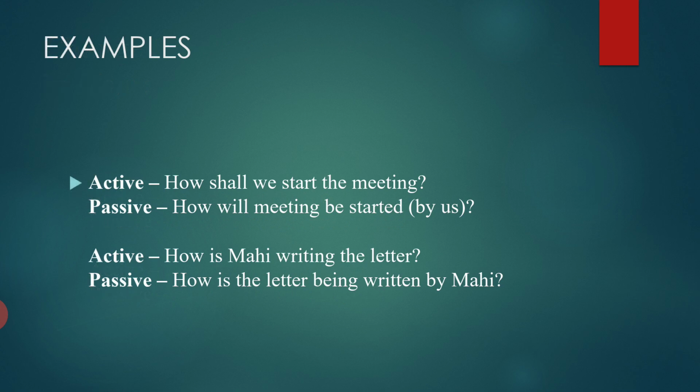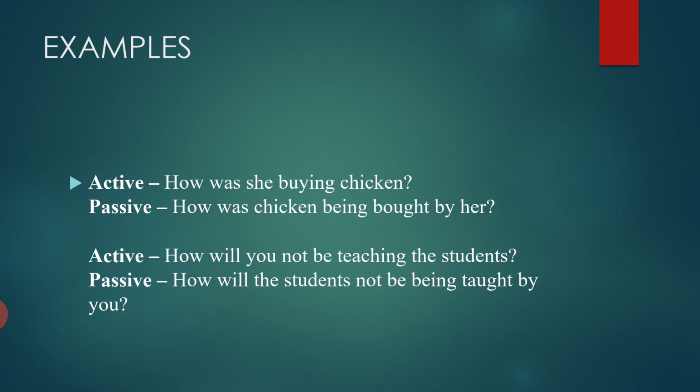How shall we start the meeting? How will the meeting be started by us? How is Mahi writing the letter? How is the letter being written by Mahi? According to your tense, you have to use this be form: being, been. You have to make the change according to that. How was she buying chicken? How was chicken being bought by her?